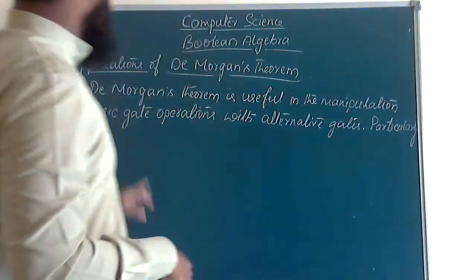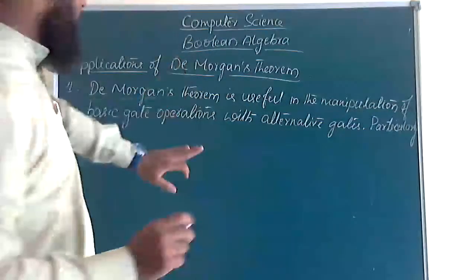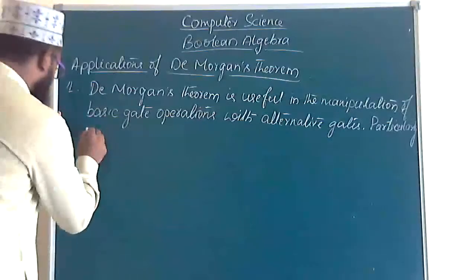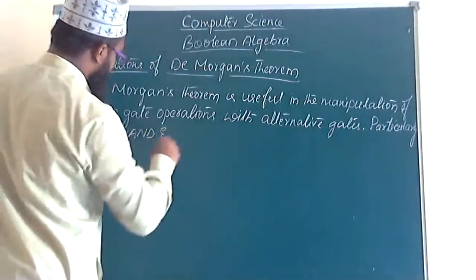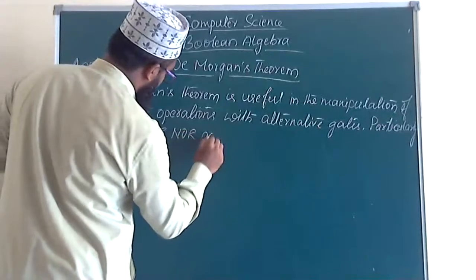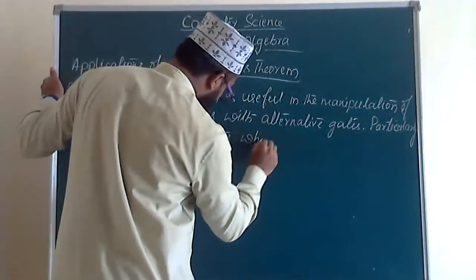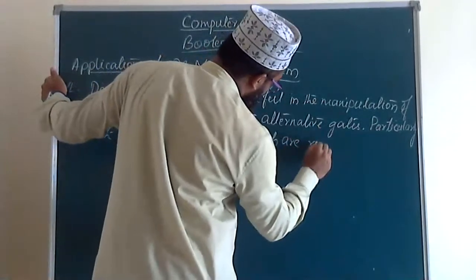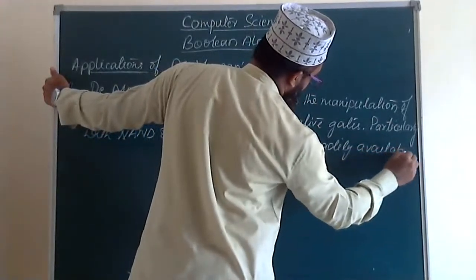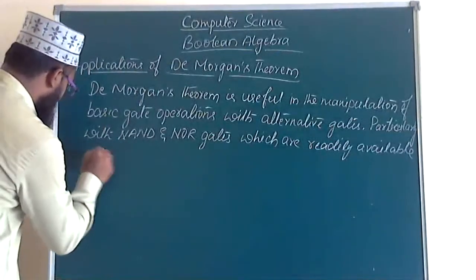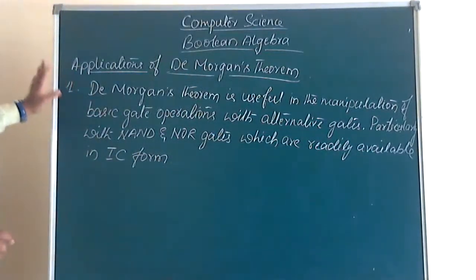De Morgan's theorem is useful in the manipulation of basic gate operations with alternative gates, particularly with NAND and NOR gates, which are readily available in IC form. Okay, this is the first application of De Morgan's theorem.